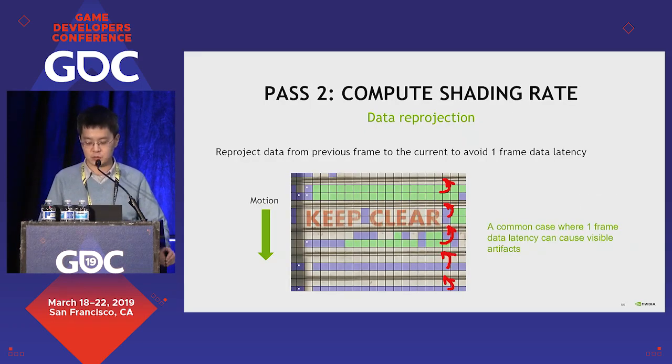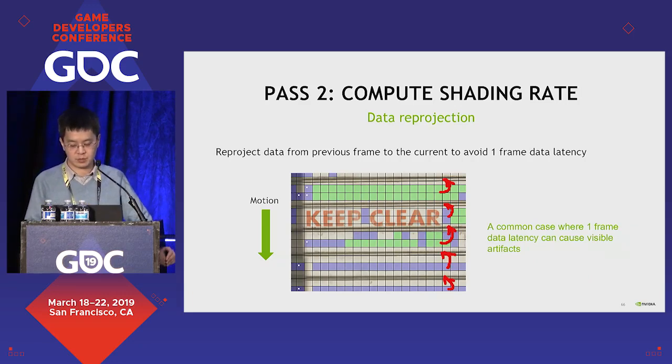Now in pass 2, we are going to reproject the data we computed in pass 1 to the current frame. If we don't reproject, we have the 1 frame latency problem, where the data computed in the previous frame would misalign with the current one. Here's an example. If the features in this image are moving down, these coarse blocks would overlap with the fine details in the new frame.